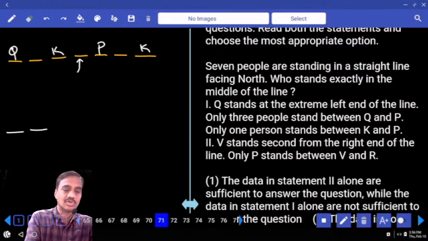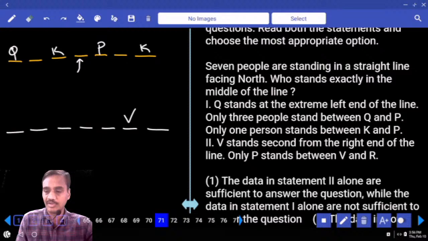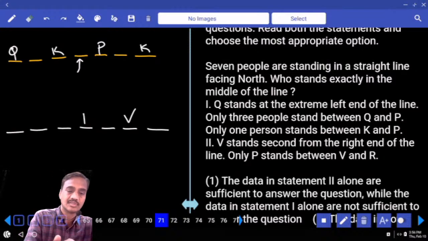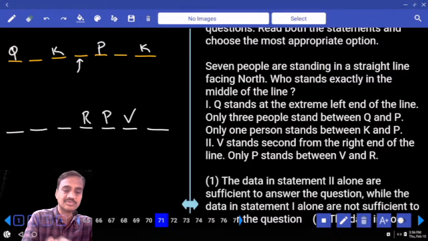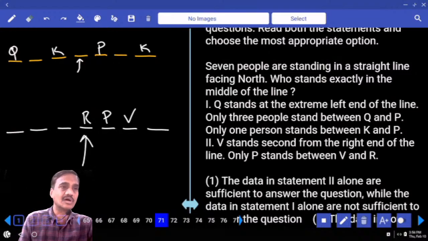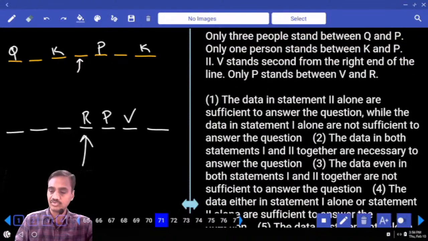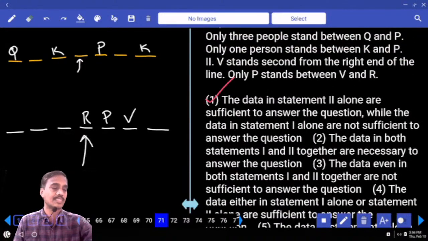Then coming to 2 alone, 3, 4, 5, 6, 7. And V stands second from the right end of the line. And only P stands between V and R. Are you getting the answer or not? Now who is exactly at the center? R. Hence only 2 alone is sufficient and it is given in only 2 choice. 1 is the answer, 71. Clear now?